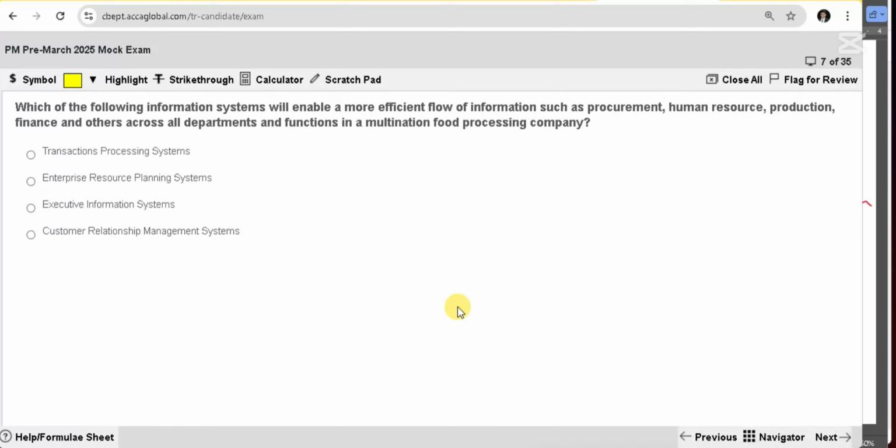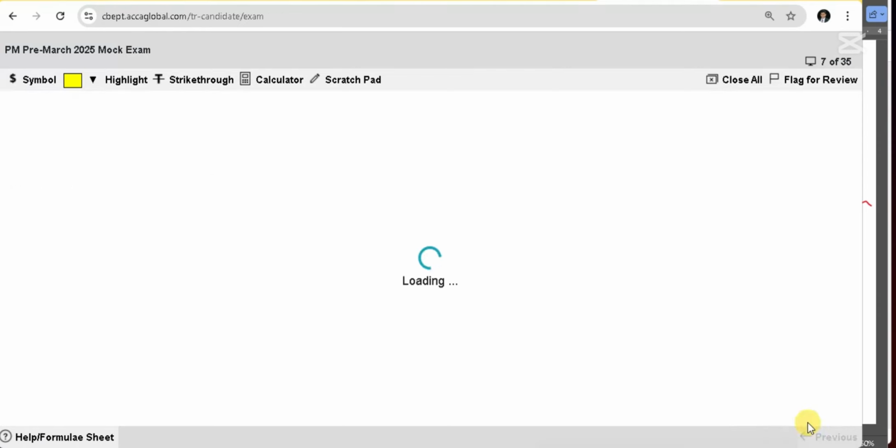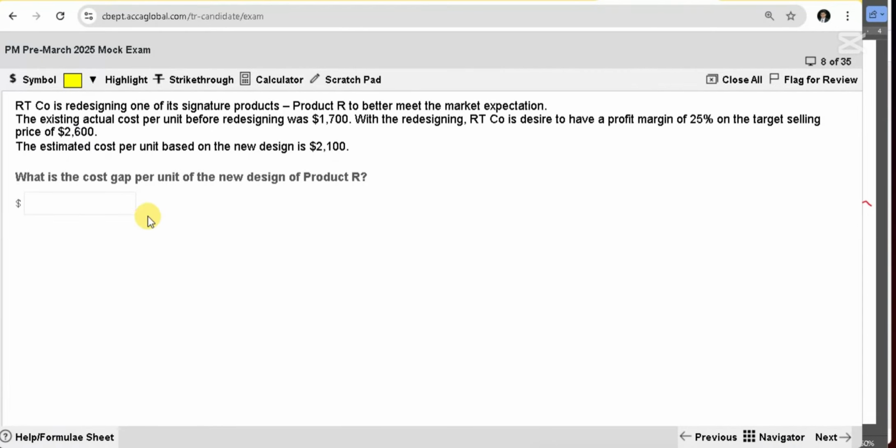Which of the following information systems will enable a more efficient flow of information, such as procurement, human resource, production, finance and others across all departments and functions? Must be the ERP system, enterprise resource planning. This facilitates all the departments, all the divisions, everything. Straightforward.